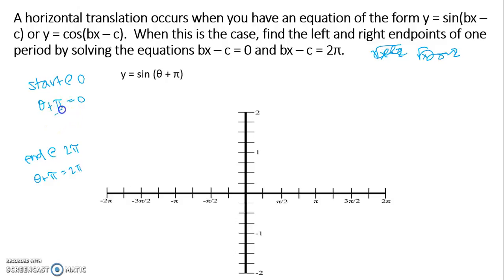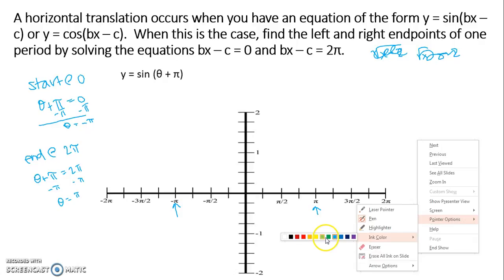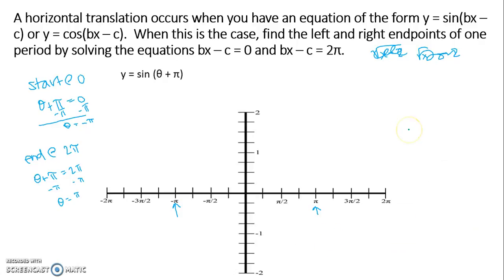So I would subtract pi, theta equals negative pi. So I'm actually going to start back here at negative pi. Then I subtract my pi, theta equals pi. So I'm going to actually end right here at positive pi. So that's where my first graph is actually going to go, and I should be able to see the entire thing, at least one period, between those two.